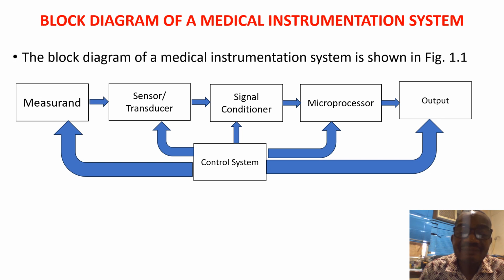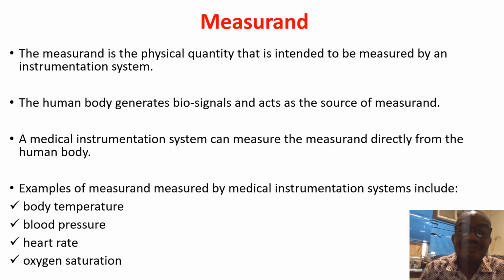Then the signal is amplified and sent to the signal processing unit, which is usually a microprocessor or microcontroller. The microprocessor or microcontroller interprets the value that has been collected from the measurand. It's the microprocessor that interprets what the actual value is before sending it to the display unit or output. Usually, you can see in this block diagram, there's a control system that automatically controls everything.